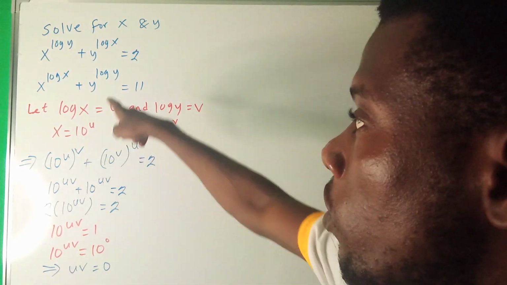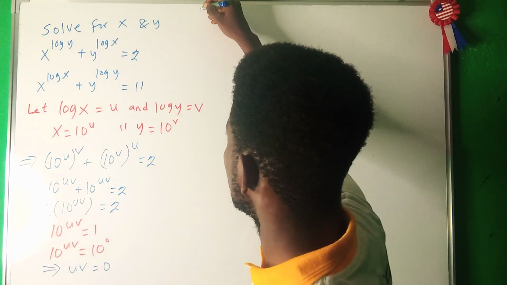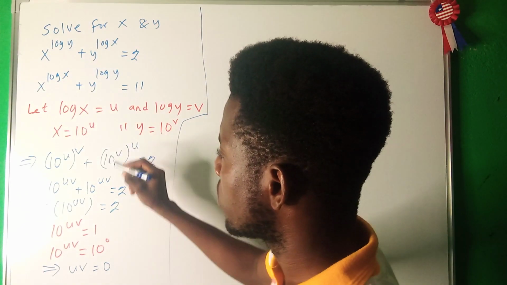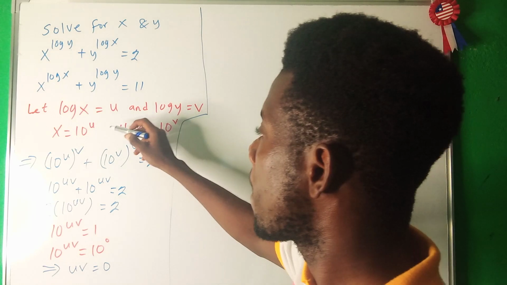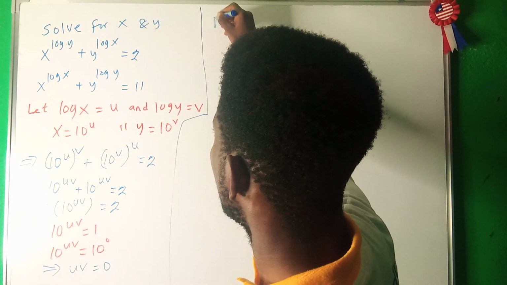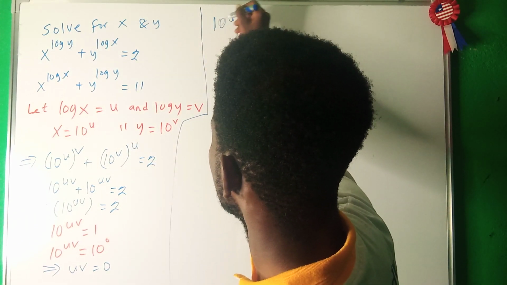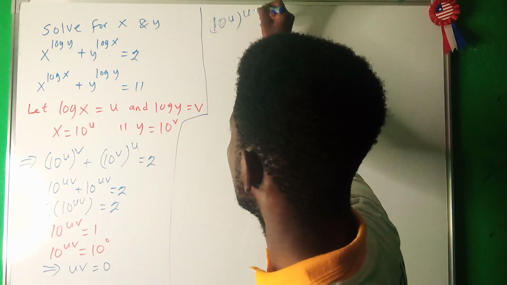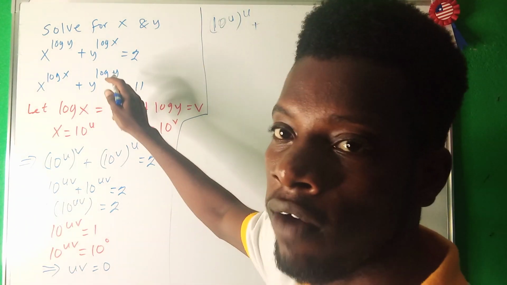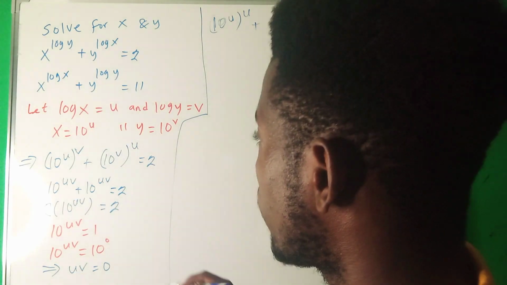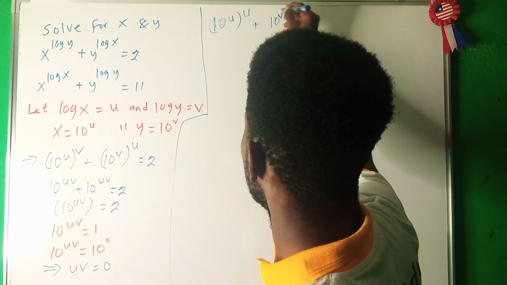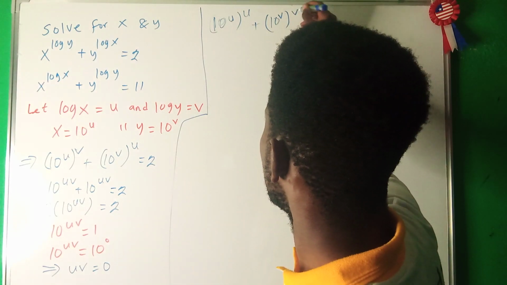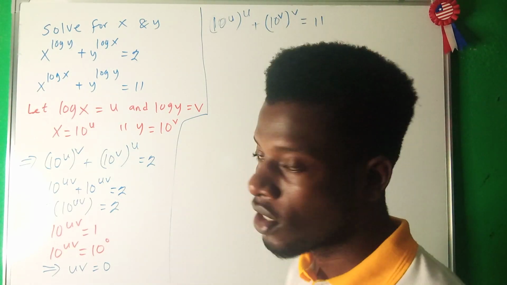Now we move on to the second equation. The second equation says x to the power of log x. So what is x? x is 10 raised to the power of u, so it's 10 raised to the power of u, which is x, all raised to the power of what is log x? Log x is u. Plus y raised to the power of log y. So what is the value of y? y is 10 raised to the power of v, all raised to the power of log y, which is v, and everything should give us 11.